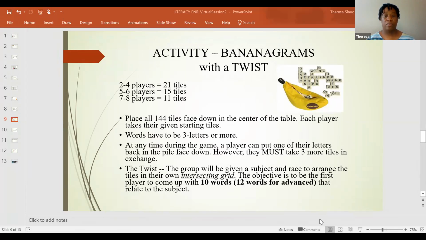We're going to go ahead and move on with the next activity. This activity is, I call it Bananagrams with a twist. I don't know how many of you are familiar with the game Bananagrams. It comes in a package like this, and it's a bunch of ceramic tiles with letters on them. The game itself is actually a nice literacy game to play as well.